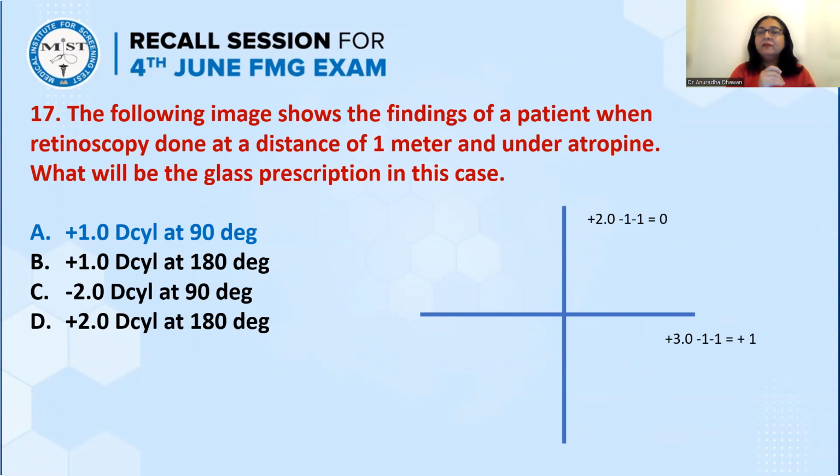So if the working distance was 1 meter and it was under atropine, you will subtract 1 for the working distance and 1 for the atropine. So the corrected retinoscopy now will be, in the 90 degree or the vertical axis, it becomes 0. And at 180 degree or the horizontal axis, it remains +1 now. So it means you need a cylindrical, there is an astigmatism, there is a different refractive correction at 90 degree and 180 degree.